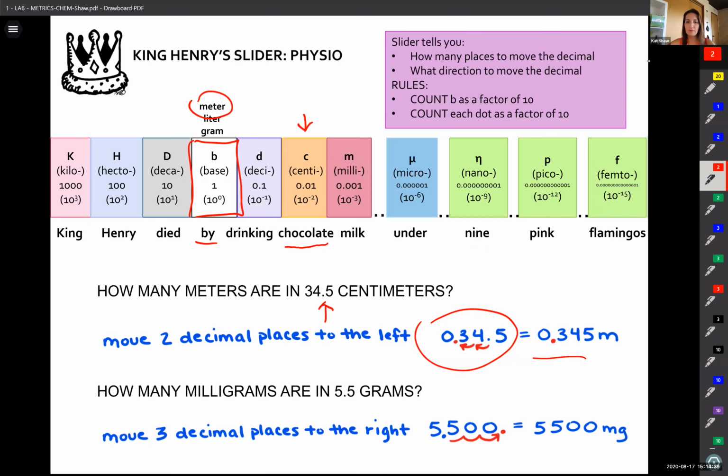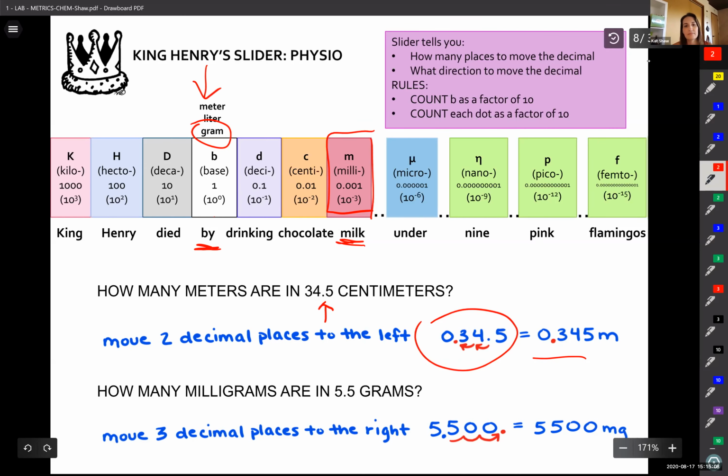Let's try it with the milligrams to grams that we see here. We want to know how many milligrams are in 5.5 grams. Well, grams is a base, so we start with our base, gram. We want to convert to milli. So we start here and we want to end up here.